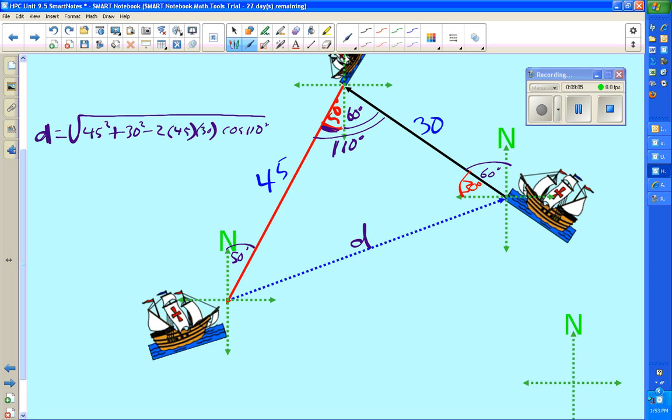So what does D end up being? What do we need to find with the law of sines in order to find the bearing for the ship to go home? The angle between the red and blue. The angle right here between the red and blue, I'm going to call it theta.